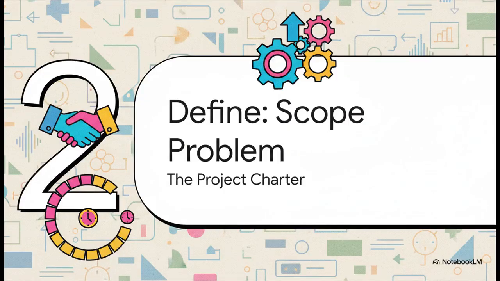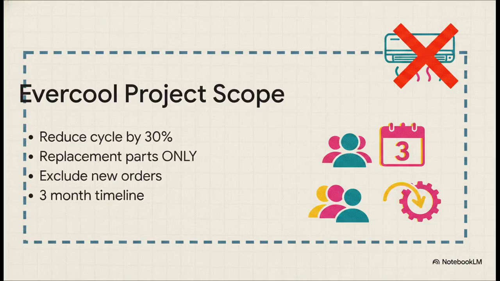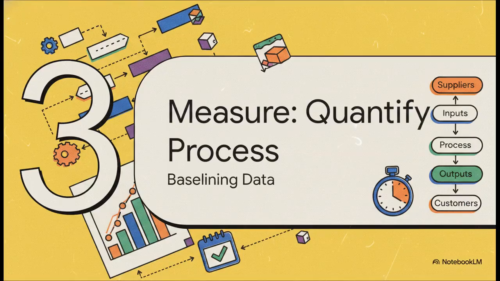Phase 1. Define: scope the problem. In this initial step, an interdisciplinary team gets together to create a project charter. The team's stated goal is a 30% reduction in the fulfillment cycle. But notice what they explicitly excluded here: new AC unit orders. By drawing a really hard line in the sand and focusing strictly on the engineering and fulfillment of existing replacement parts, they ensure the project is actually achievable, especially given their strict 3-month timeline and having just 3 dedicated staff members on the job.